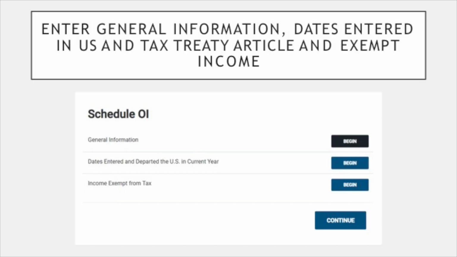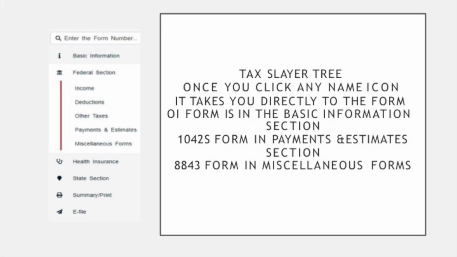Next will be the Schedule OI. This is all under the basic information section. Under the Schedule OI, you'll have general information, dates entered and left the United States, and income exempt from taxes. On the TaxSlayer program, and other programs are similar, you'll have what we call a tree on the left side of the page that you're looking at in the software. And on this tree, we'll have the different sections of the tax return.